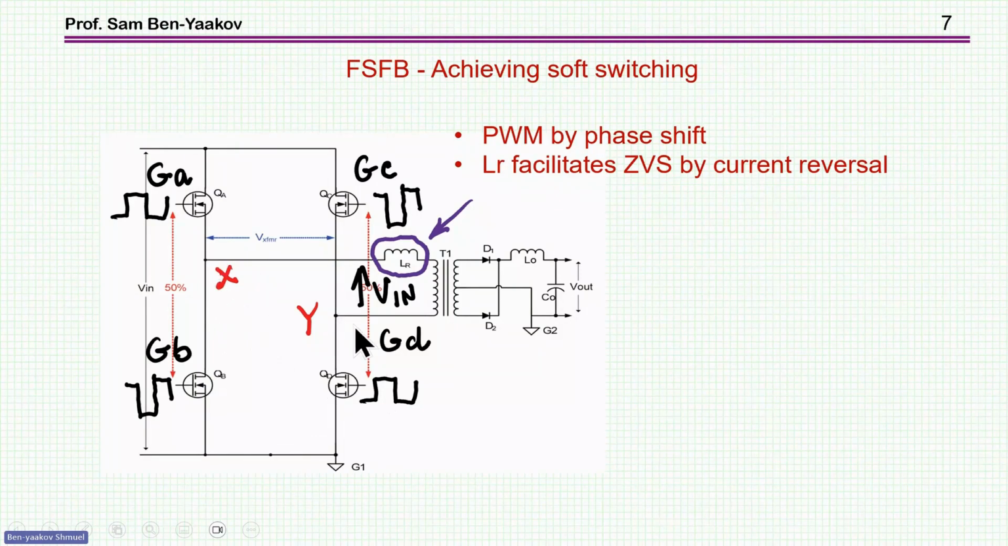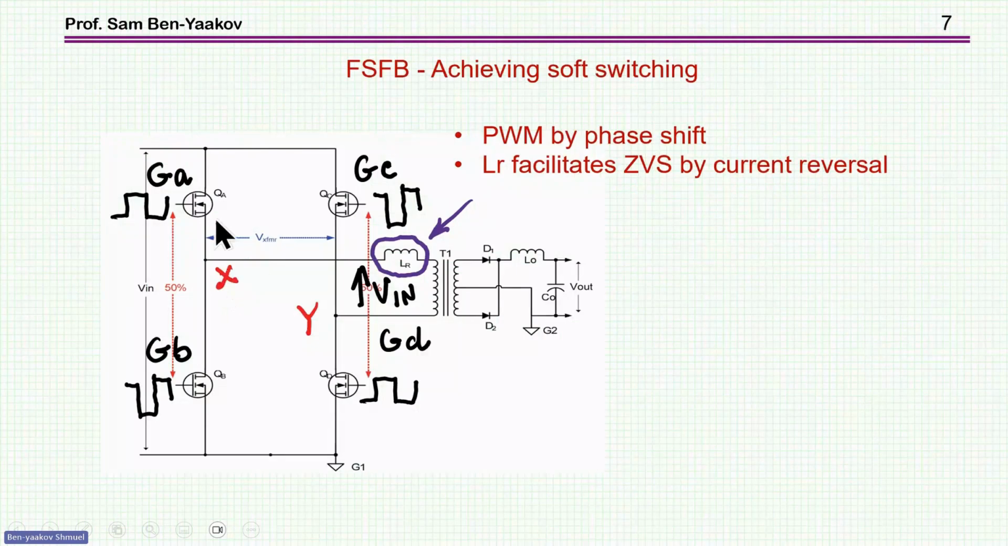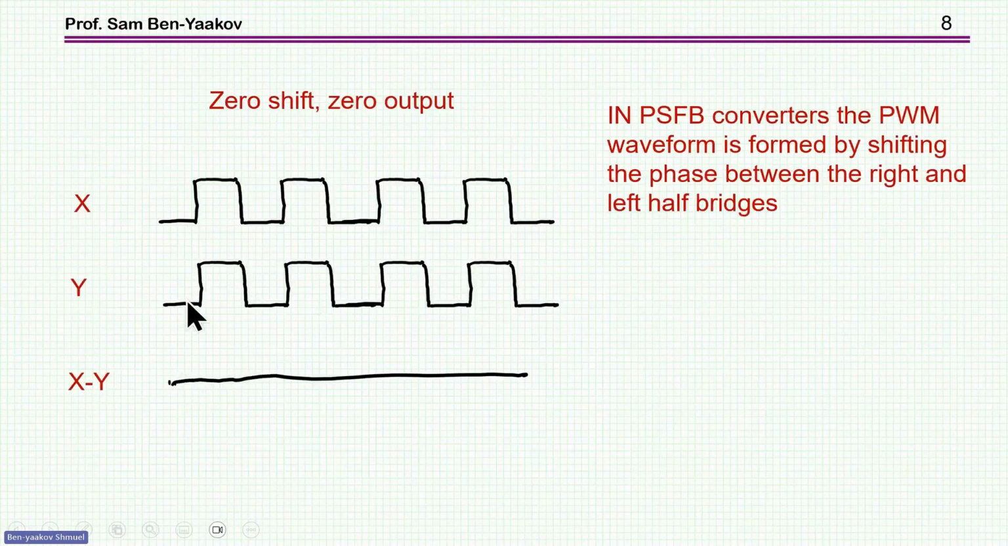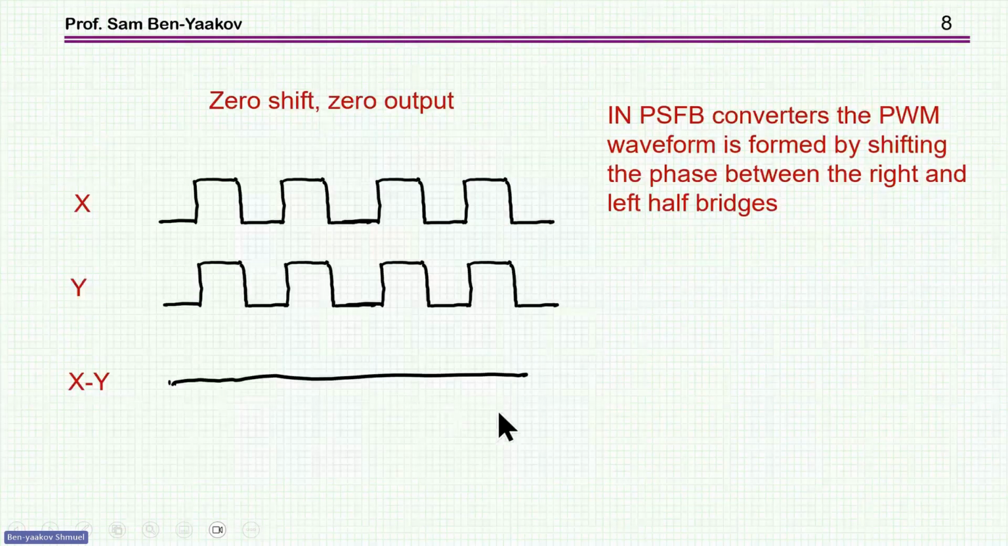Okay, we have these 2 points. So if these 2 points, X and Y, have a waveform like this, with a 50% duty cycle, and they are the same, so whenever X is high, this is high, and whenever X is low, this is low, then the net, or the difference, that goes into the transformer is zero. So you don't have any input.